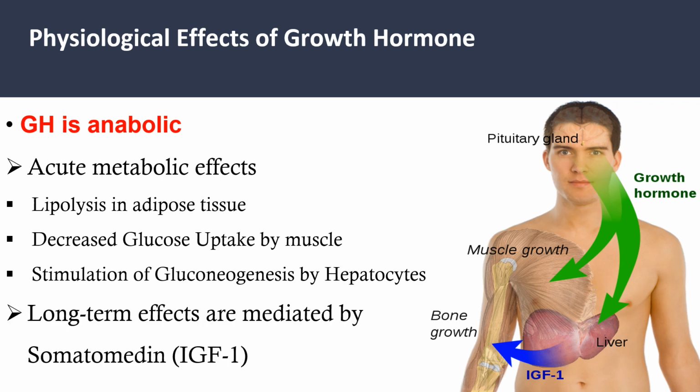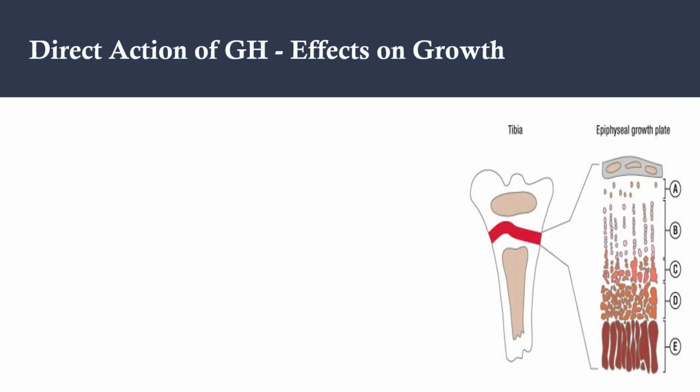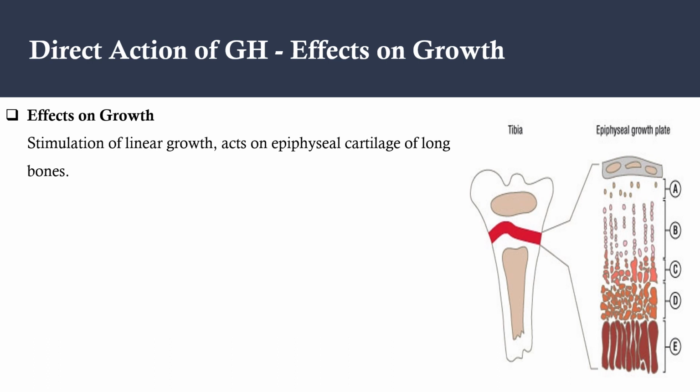So long-term effects are mainly mediated by the somatomedins. So that is the insulin-like growth factor 1. Direct actions of growth hormone, effects on the growth. The most striking and specific effect of growth hormone is the stimulation of linear growth, which occurs due to its action on the epiphyseal cartilage on the long bones.